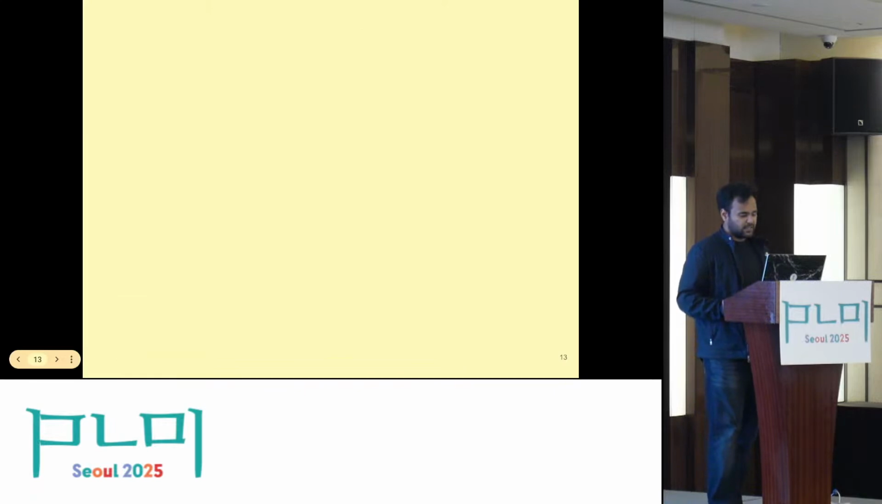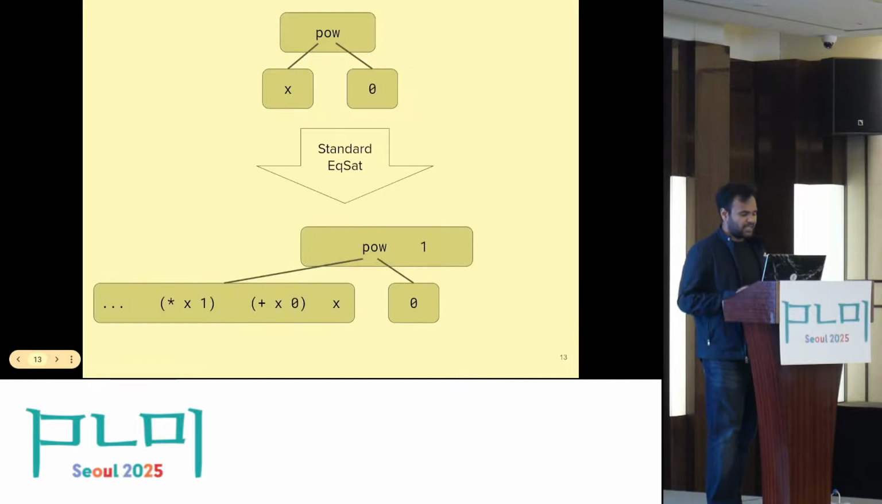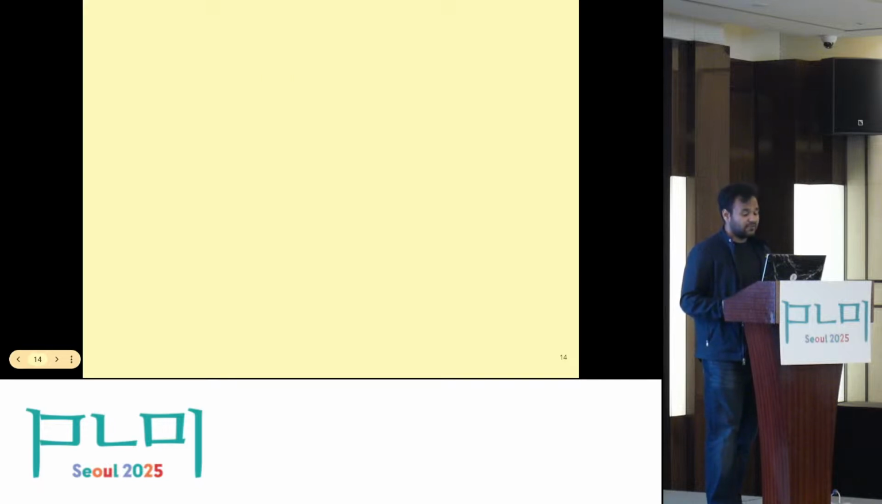So we take the first term, we add it to an empty eGraph. This is what it looks like. We do standard EGSAT, and we obtain an eGraph like so. I flattened some e-nodes to simplify these diagrams. Note that we discovered that x to the power of 0 is 1. Next, we do the same thing for our second input term.